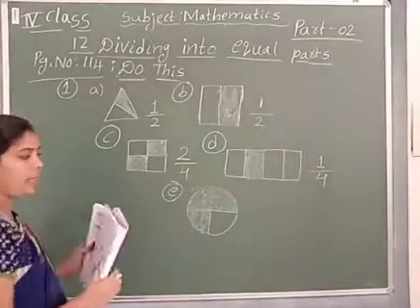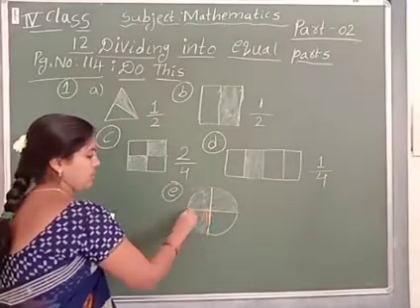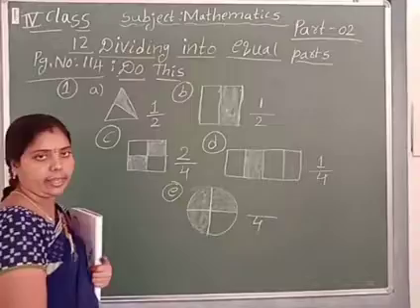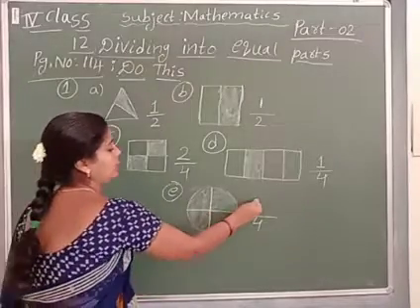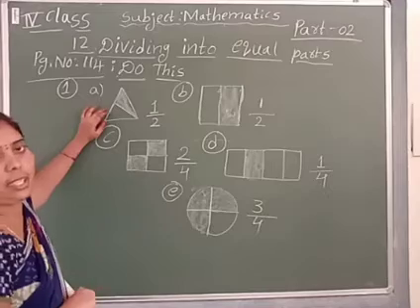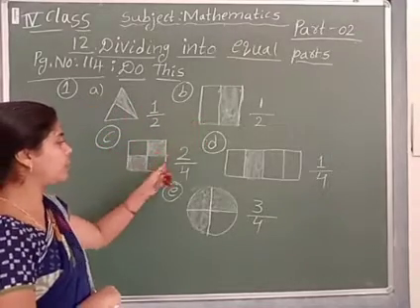See here. How many parts will be shaded? Total 1, 2, 3, 4. 4 parts will be divided. 1, 2, 3 parts will be shaded. 3 by 4th part. So this is the half part. Here also half part. Here also observe, children.